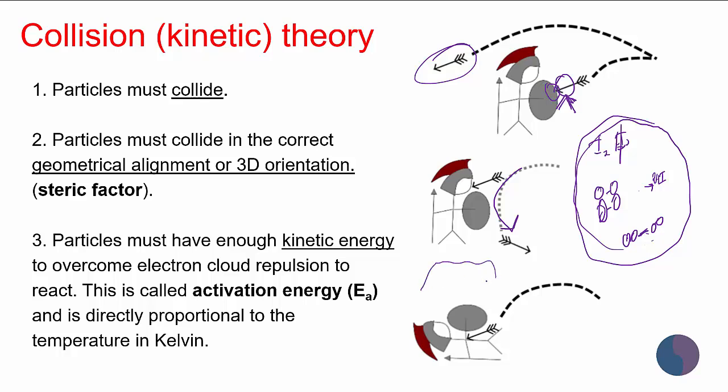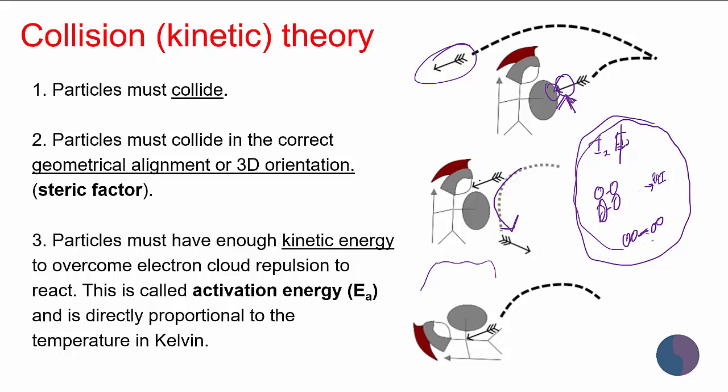Okay, so particles must have enough kinetic energy to overcome the electron cloud repulsion to react. This is called activation energy and is directly proportional to the temperature in Kelvin. Okay, so the quick and easy answer is you must have enough activation energy, basically, to break the bonds.